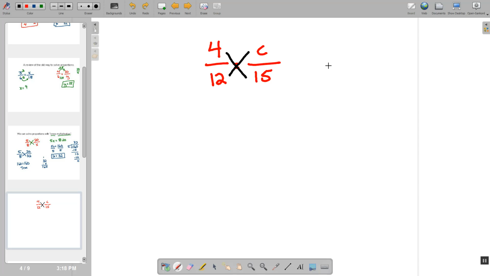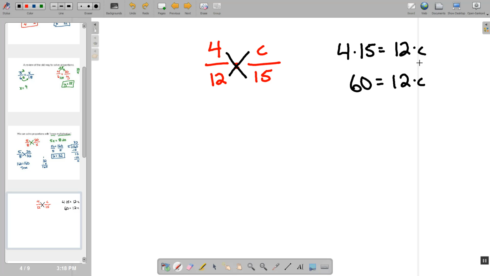4 times 15 is going to be equal to 12 times some number c. 4 times 15, well, 15 times 2 is 30, and 30 times 2 is 60. Therefore, 4 times 15 is equal to 60. And that's equal to 12 times some number c.